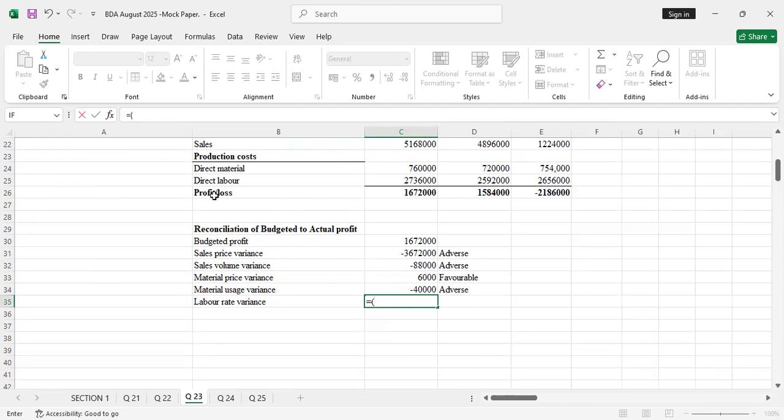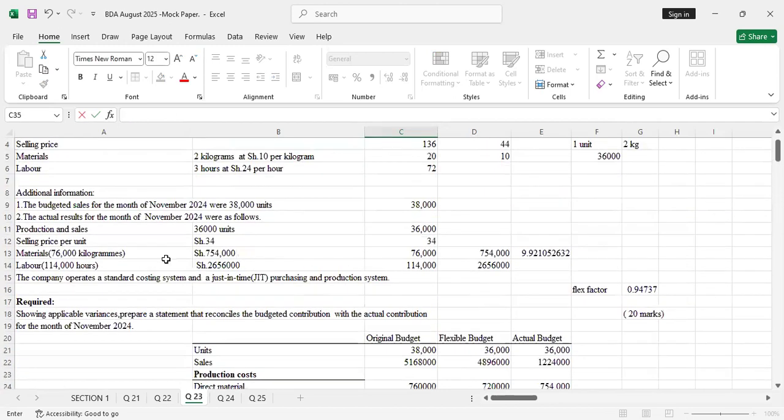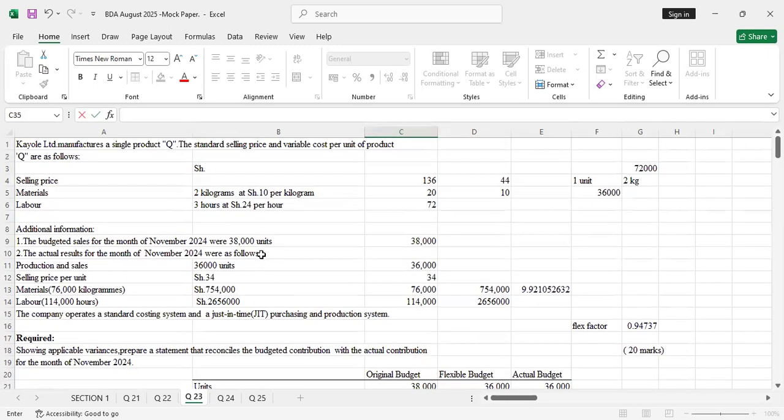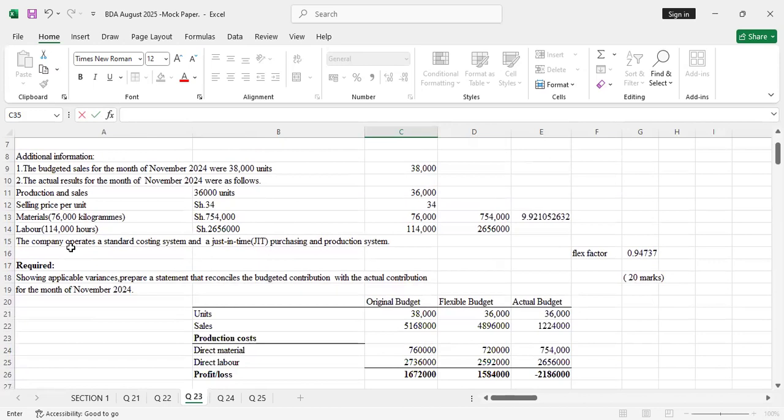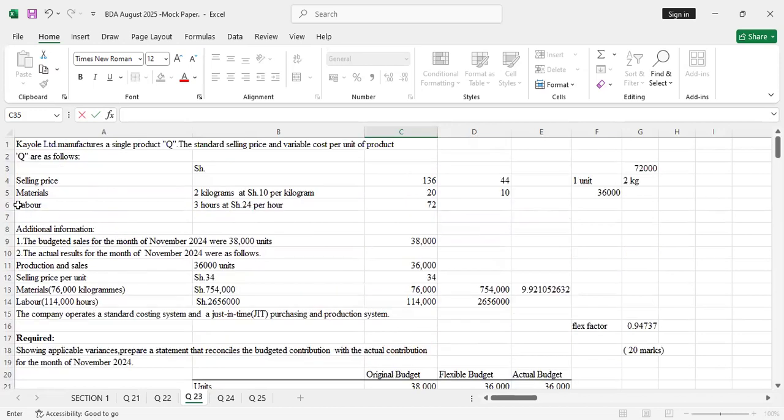We are now on labor. So let me delete this. I'm supposed to get the standard rate for labor first. Standard rate for labor. So you come here. What we have for labor, it was 3 hours at shillings 24 per hour. So what we need is the rate, the shillings. So we'll have 24. That's our standard rate for labor.